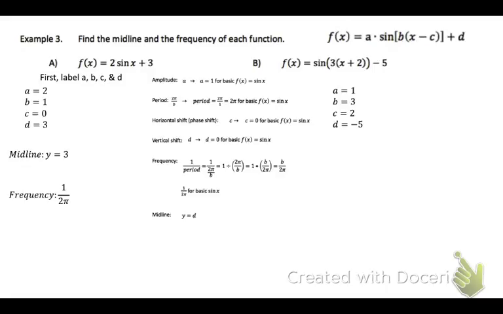Okay, if we look at example B, let's label our A, B, C, and D. So A is 1, B is 3, C is 2, and D is -5. So my midline is y equals D, which is y equals -5. Then my frequency is b over 2 pi, so that's 3 over 2 pi. And you're all done.